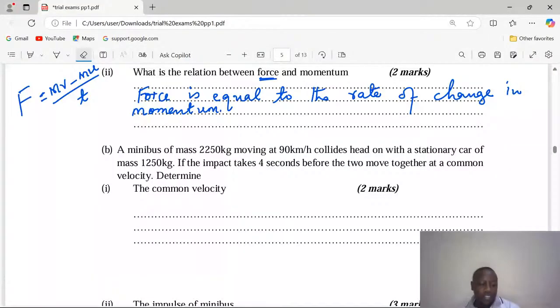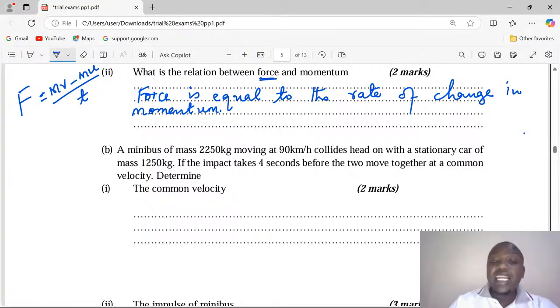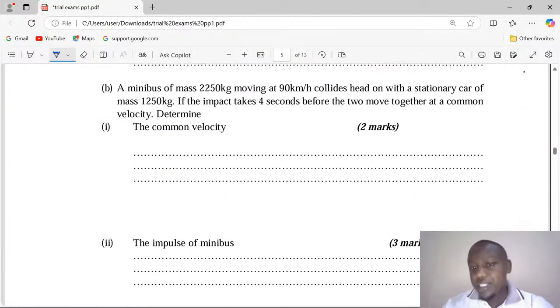Now, part B is a calculation which is advising us that a minibus of mass 2250 kilograms moving at 90 kilometers per hour collides head-on with a stationary car of mass 1250 kilograms. If the impact takes 4 seconds before the two move together at a common velocity, determine part 1, the common velocity.